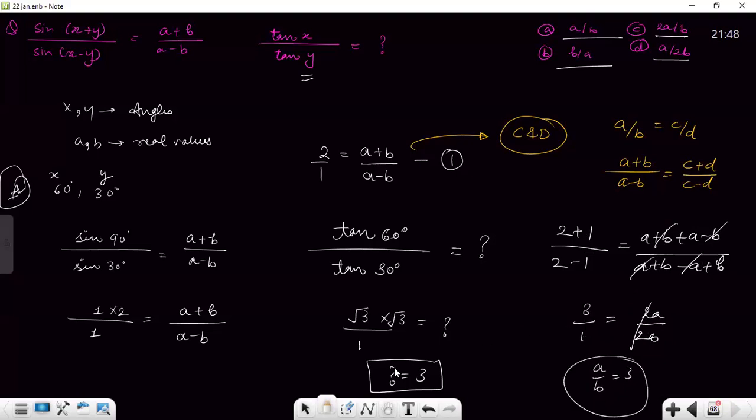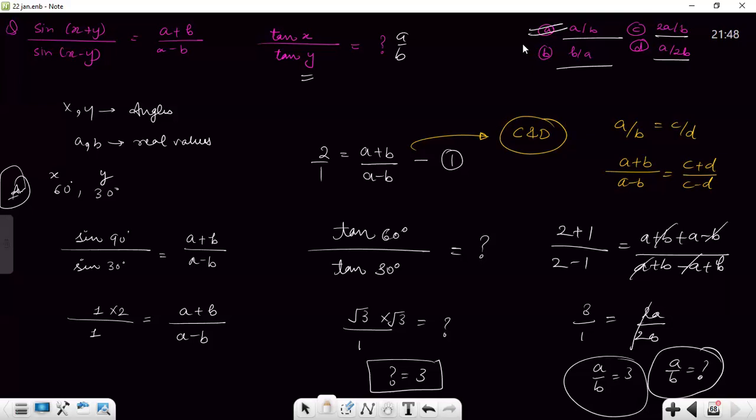And 3 is exactly what is our question mark. So we can replace the 3 with our question mark. So a by b is what? We need to find it out, which is option number A, which becomes our right answer.